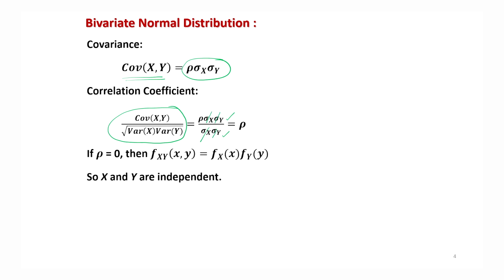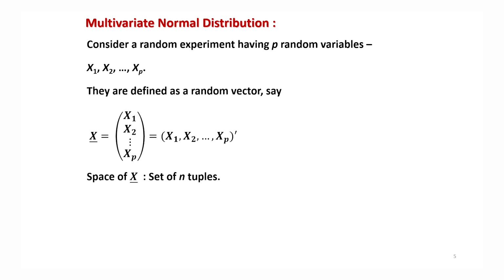Earlier we didn't know what rho is, but now we have seen that rho represents the correlation coefficient. And if rho is equal to 0, then you can verify that f of xy can be expressed as the product of f of x and f of y, so x and y are independent. Now the same concept will be extended to a multivariate case also. So let us extend this bivariate case to a multivariate case where we consider that there are p random variables.